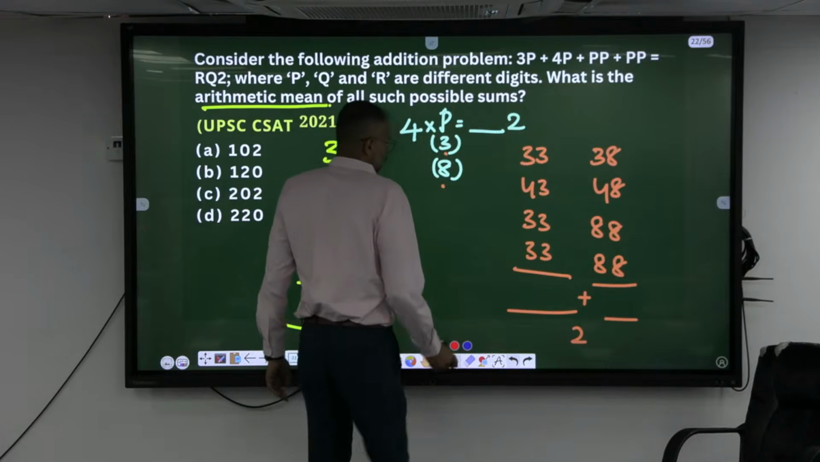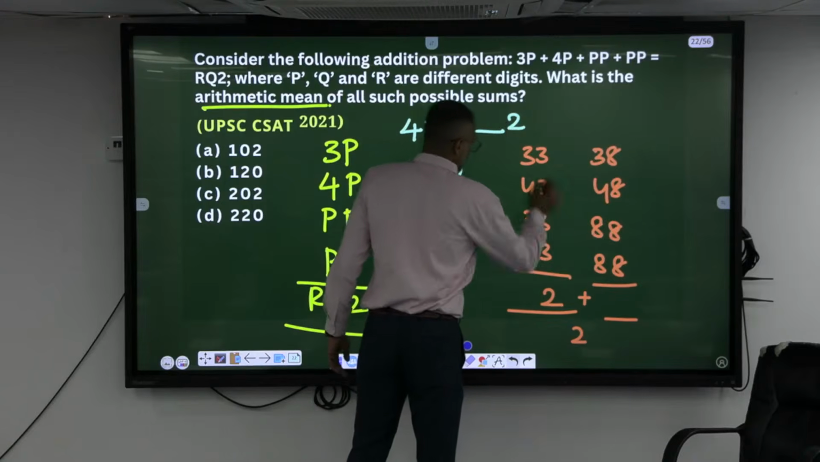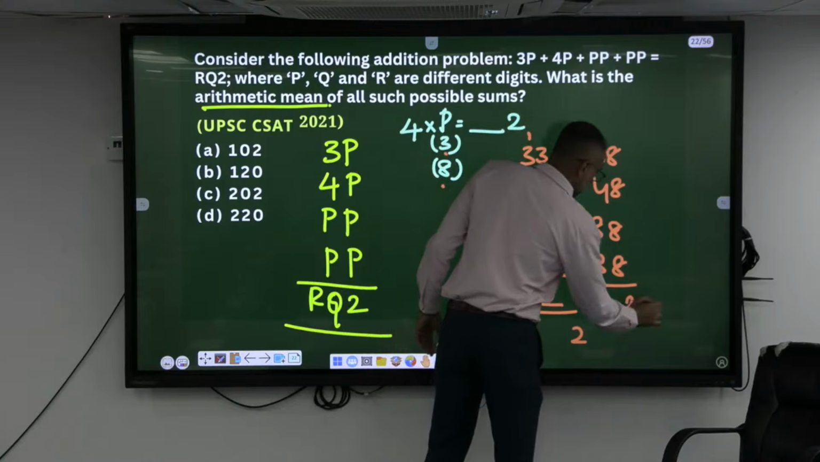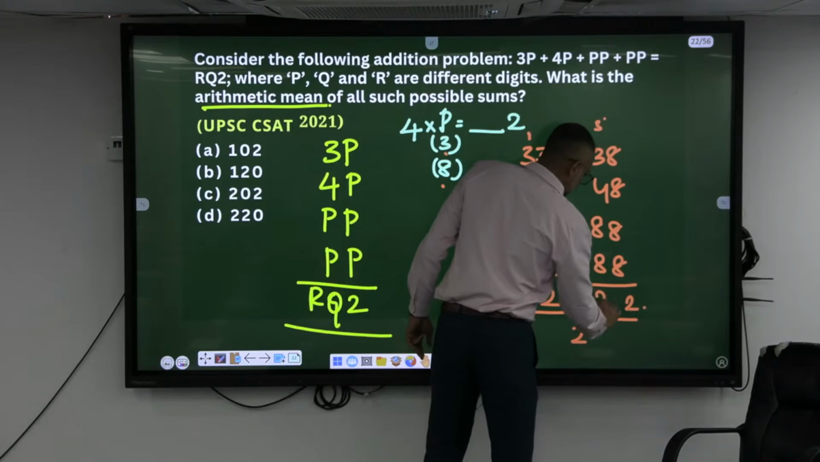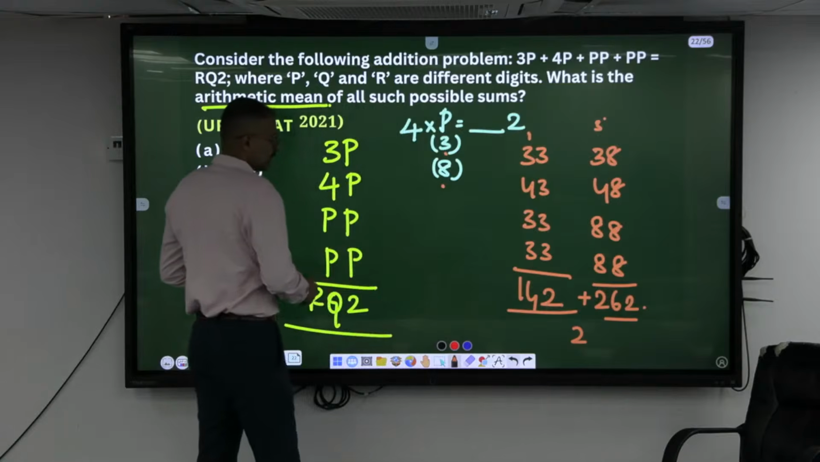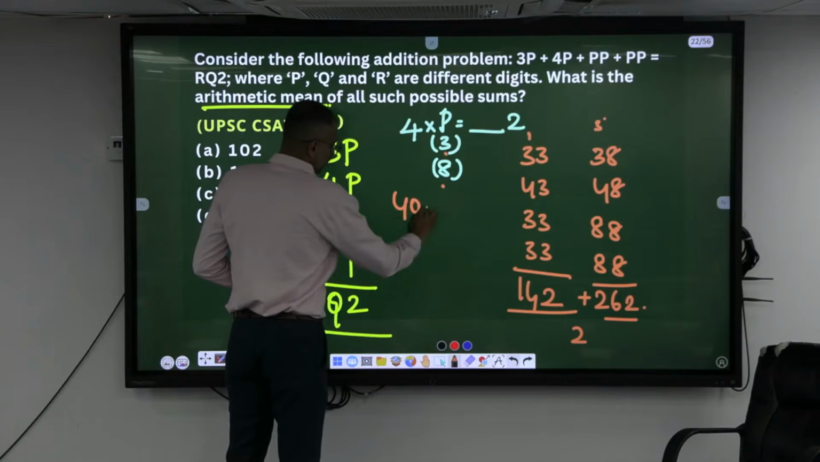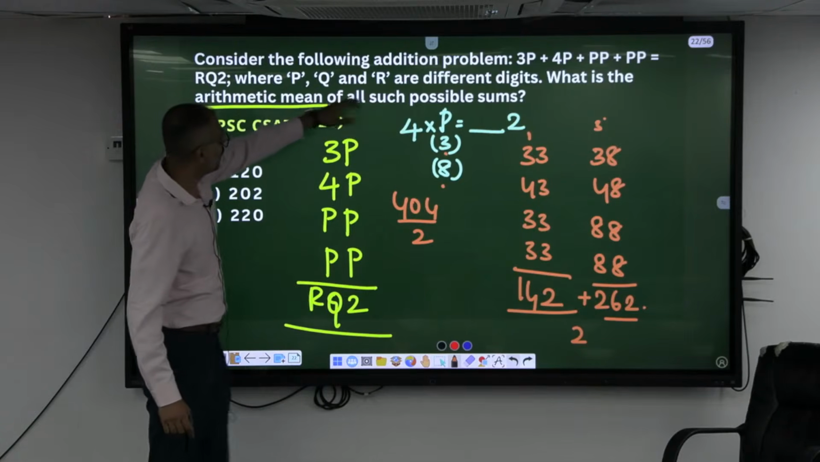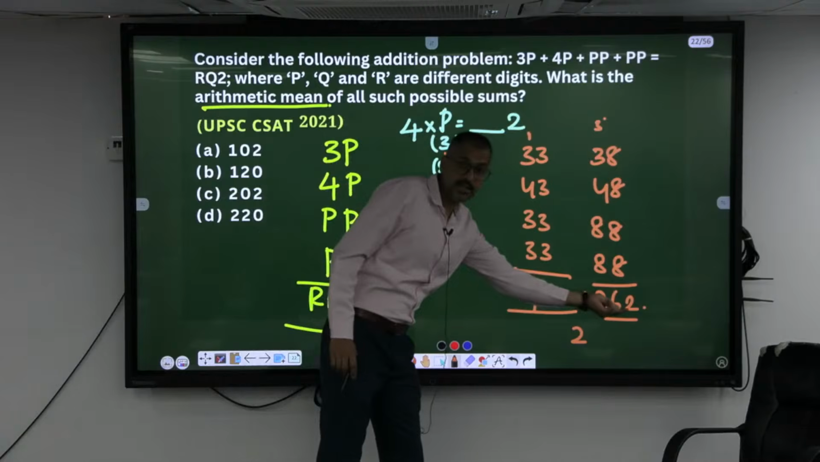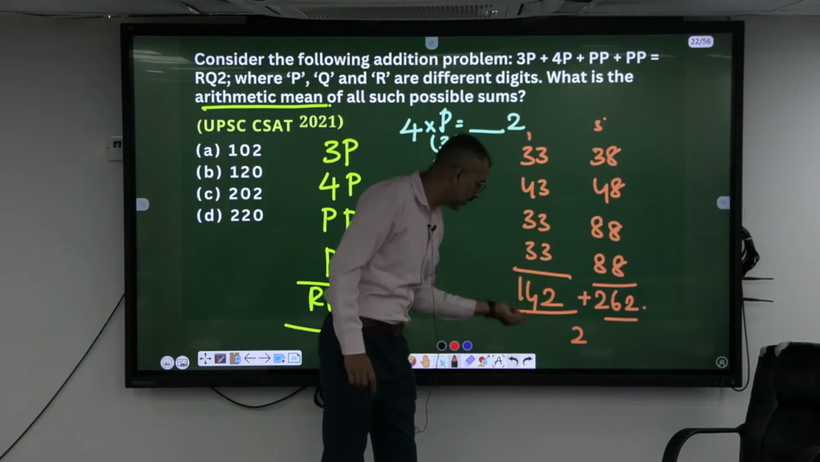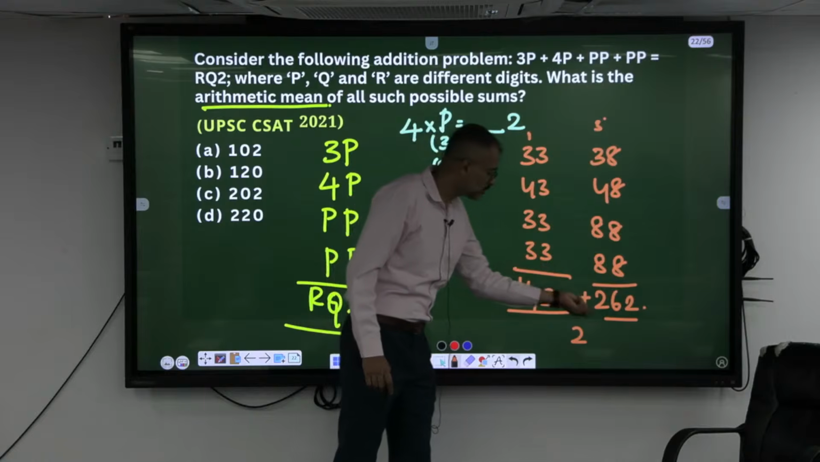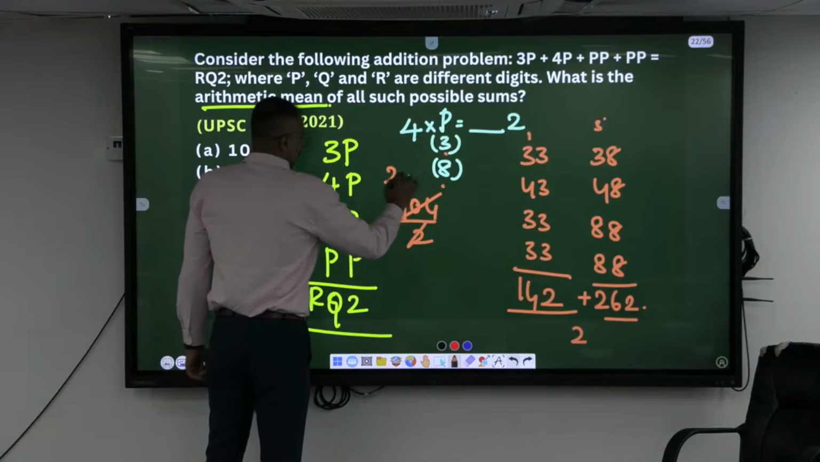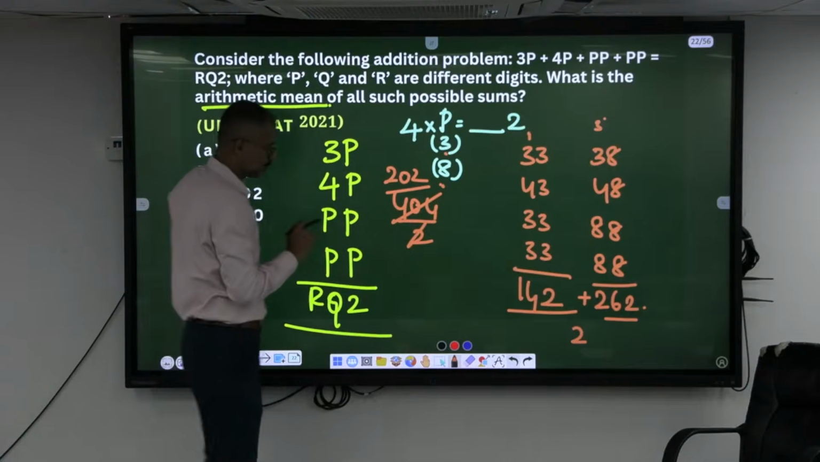What is the sum here? Okay, this is 2, 1 carry, 8, 11, 14. Similarly, this is 16, 26. Okay, so this is 404 if I divide this by 2. See, are P, Q, R different digits? Is it satisfied here? Yes, different digits. Okay, P, Q, R, 1, 4, 3, different digits. Here also 2, 6 and 8, different digits. Yes, so two possible cases and their arithmetic mean or average is 202.